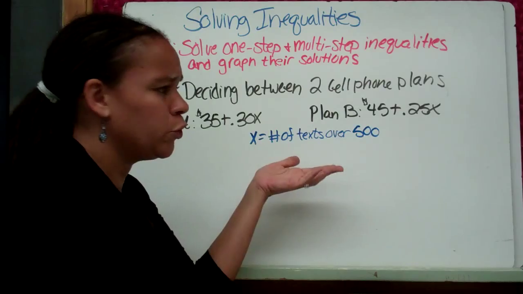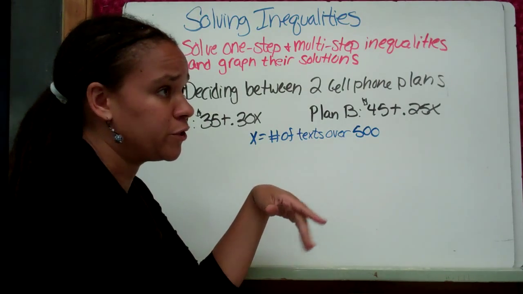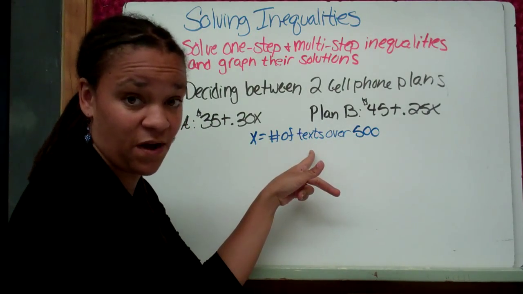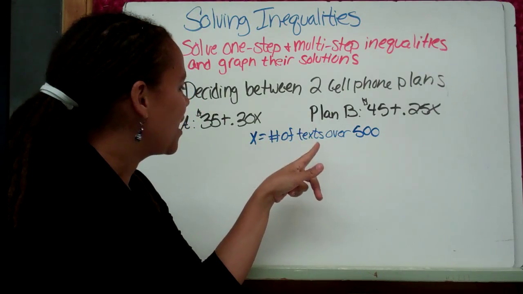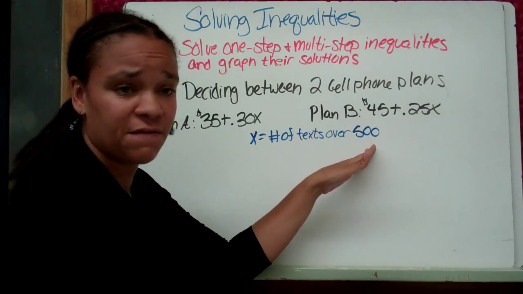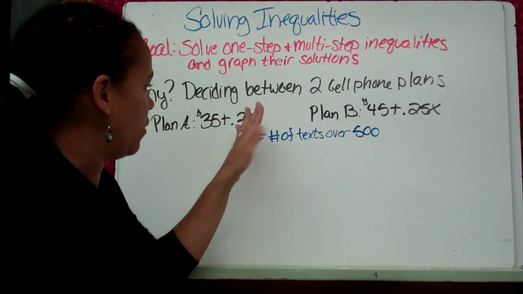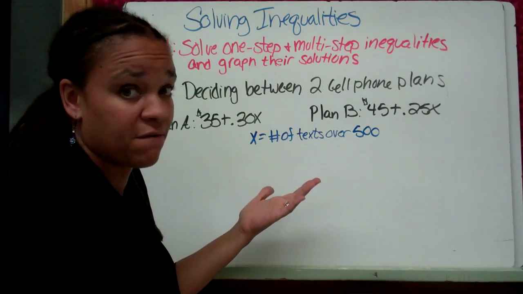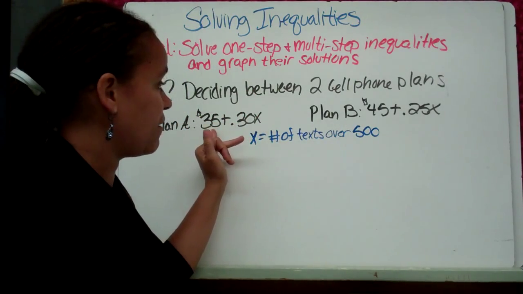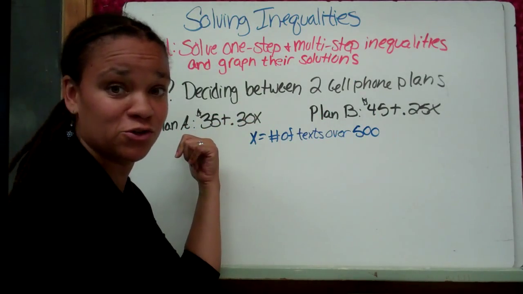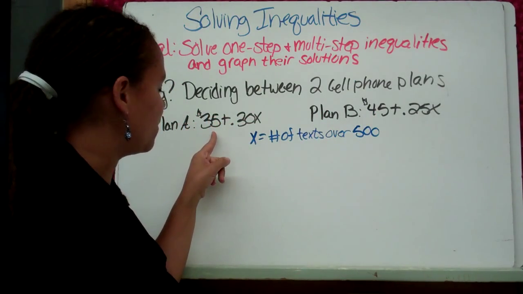So if you knew that you never text over 500, which I think most of you probably text 500 in a day, if you knew that you were never going to text over 500, then you would already know, because this would go away. How many texts are you going to have over 500? Zero. So you just have 35 or 45. Obviously, you're going to choose the cheaper one, hopefully, of $35.